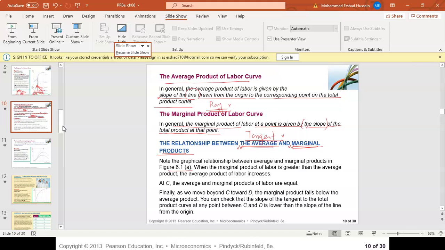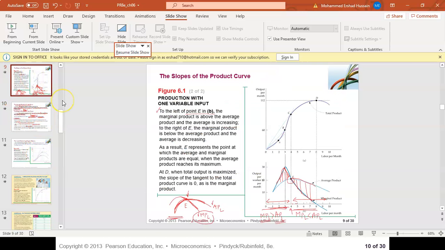See, figure 6.1a: when the marginal product of labor is greater than the average product of labor, the average product will increase. On the other hand, at point C, the average and marginal products of labor are equal. And then finally, as we move downward beyond C towards D, the marginal product falls below the average product. Marginal product falls below here from C to D. Look at that. If you look at this graph, it becomes clearer, right?